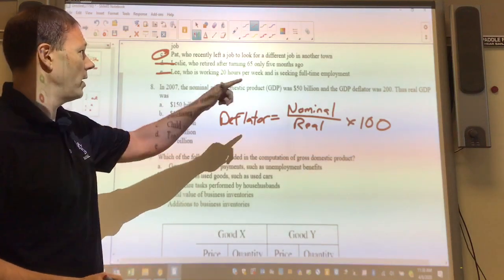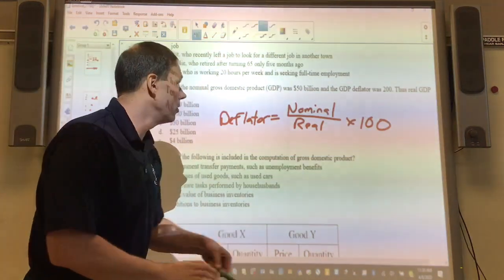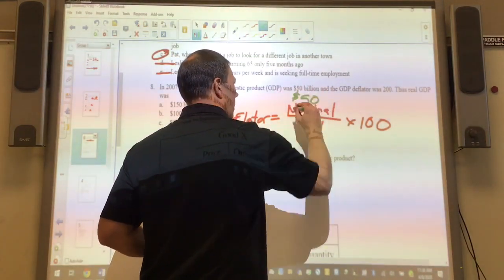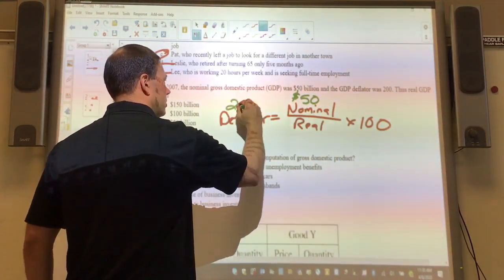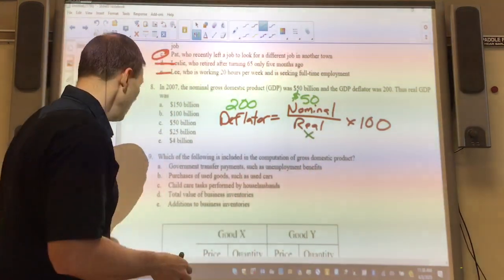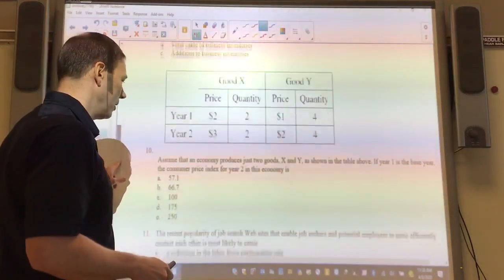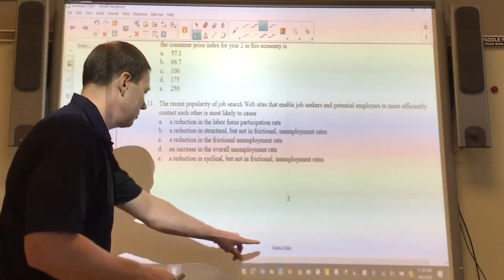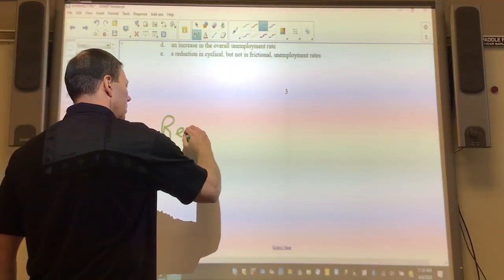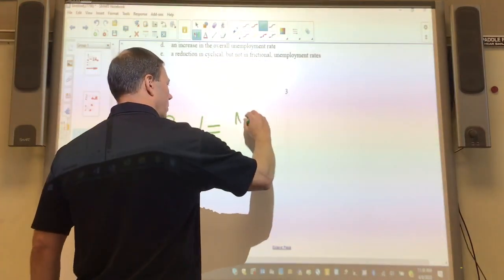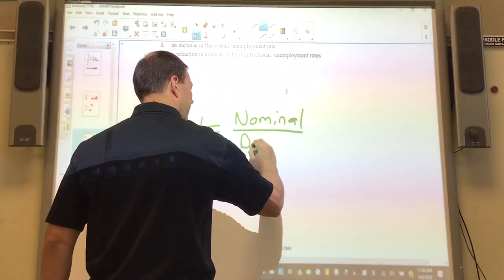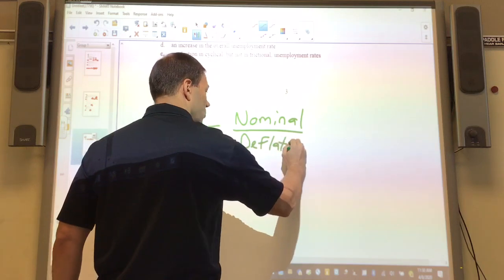What did they give us here? They gave us nominal, which they said was 50 billion, okay? And they gave us the deflator, which is 200, and we're solving for real, which is our x, okay? Now, another way of looking at this formula, if you're solving for real, I'm going to extend the page and write it down here, but it's pretty simple. You can also say it this way: real is equal to your nominal divided by the deflator.